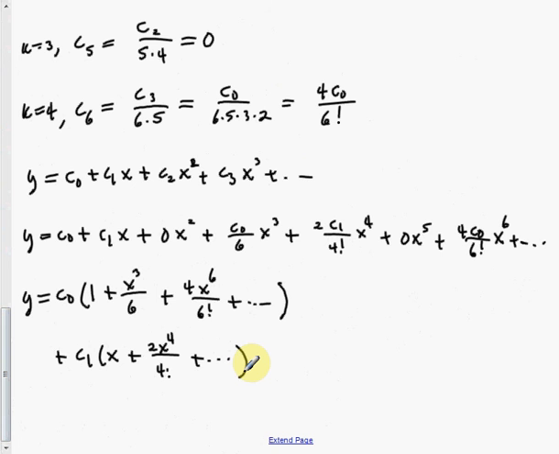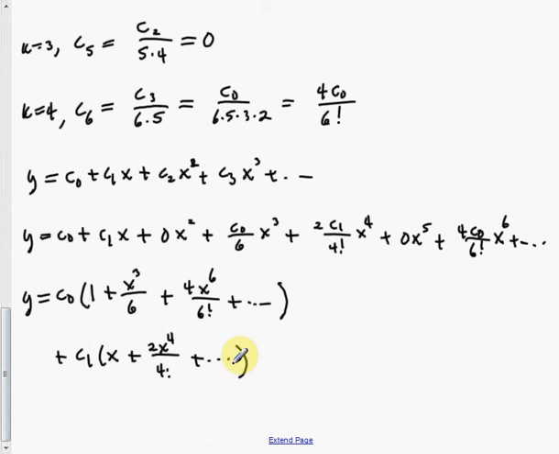And for that particular section, section 6.2, we said that if you know that you're solving a differential equation using the power series about an ordinary point, the theorem says that you're guaranteed at least two linearly independent solutions. Well, one solution would be that 1 plus x to the third divided by 6 plus 4x to the 6th over 6 factorial plus and so on. The second solution is the x plus 2x to the 4th over 4 factorial plus and so on.